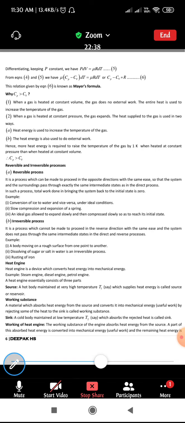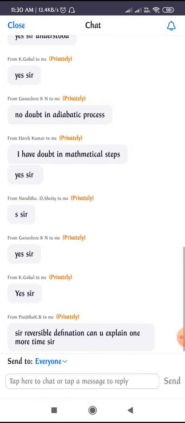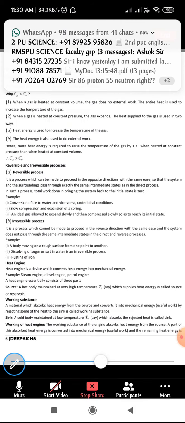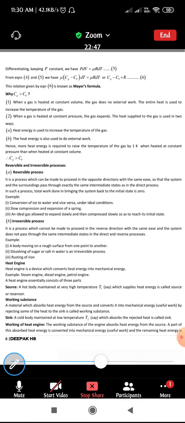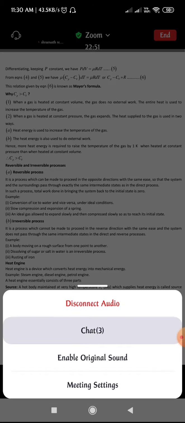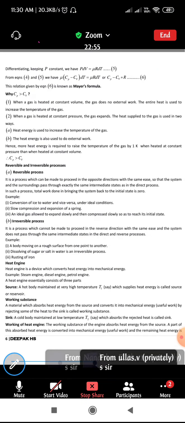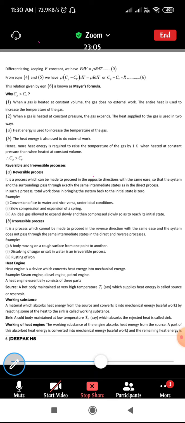Yes, students, any doubts? Have you understood reversible and irreversible? So Pujita, you have asked about reversible. It is a process which can be made to proceed in the opposite direction with the same ease, so that the system and the surroundings pass through exactly the same intermediate states as in the direct process.